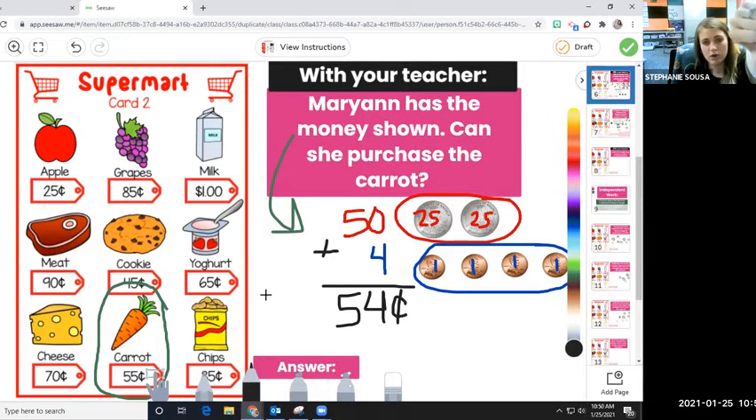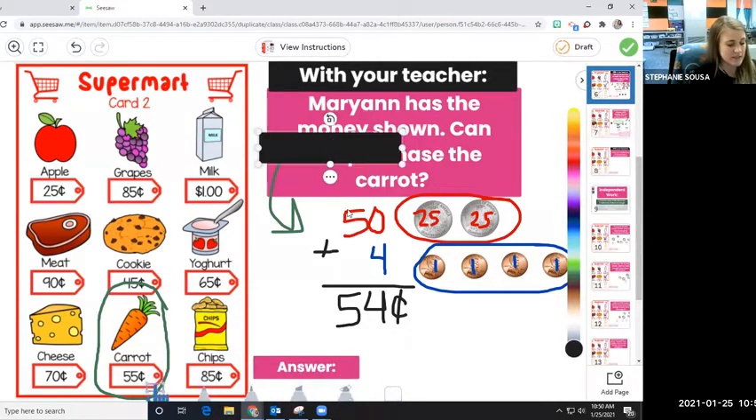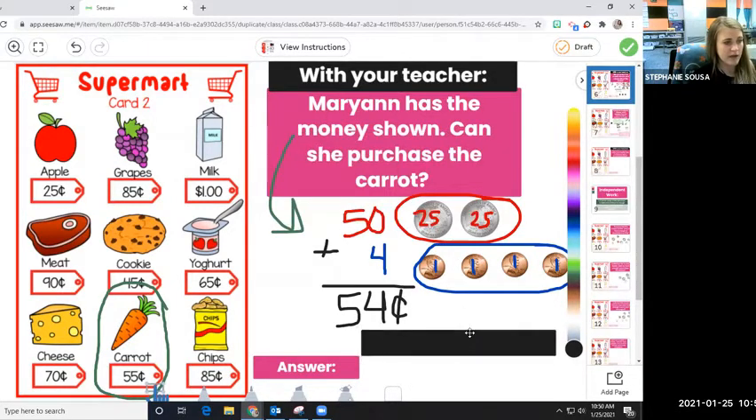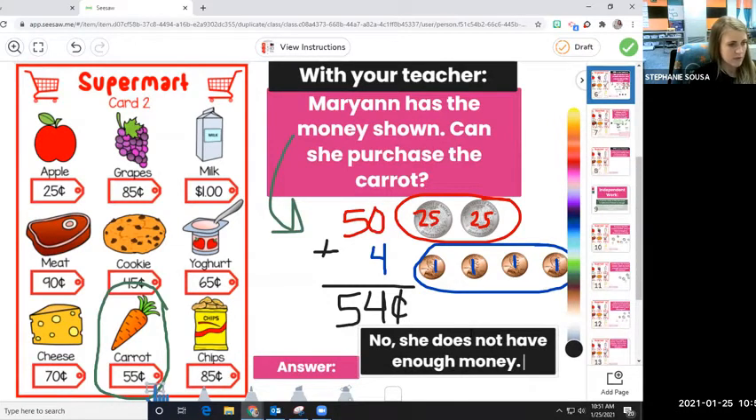Yes or no? What do you think, friends? Can she buy that carrot? Yes or no? I have 2 people showing me an answer. I have 12 people on this Zoom. Let's try again. She has 54 cents. Can she buy that carrot? Thumbs up, yes. Thumbs down, no. Good. No, she cannot. So we are going to type that in a sentence. I'm going to move it down. Can Mary Ann buy that carrot? No, she does not have enough money.